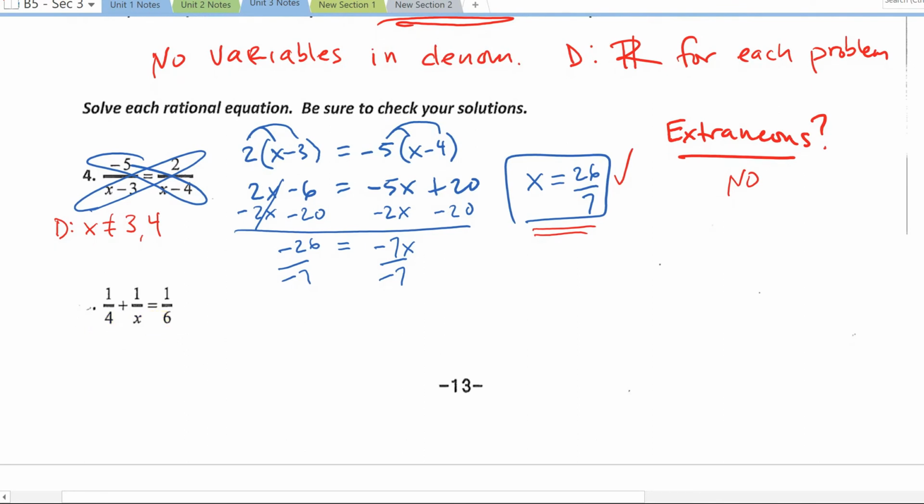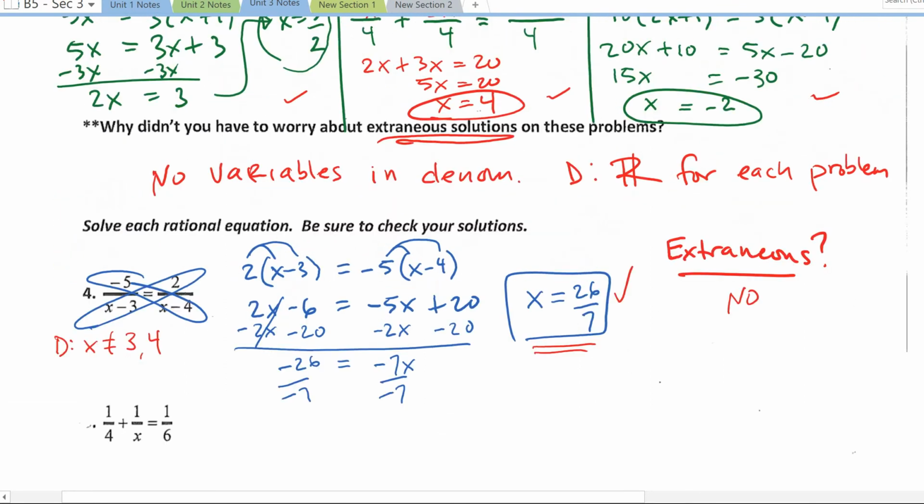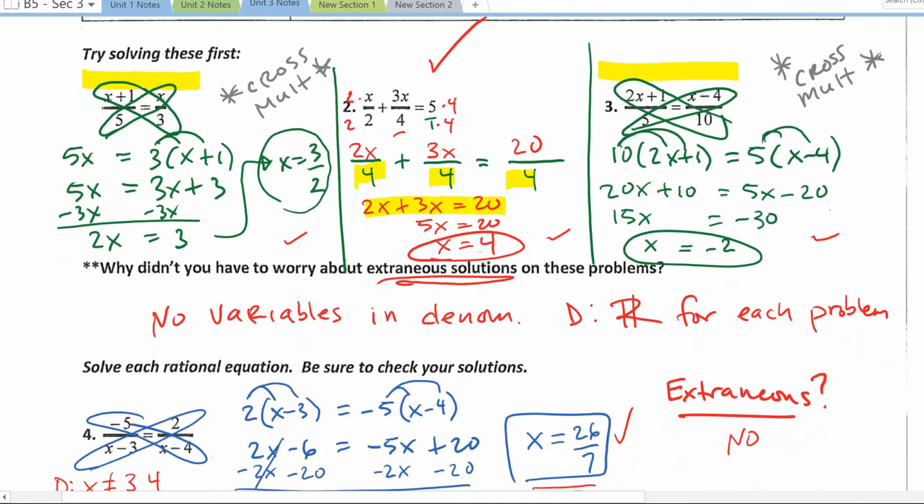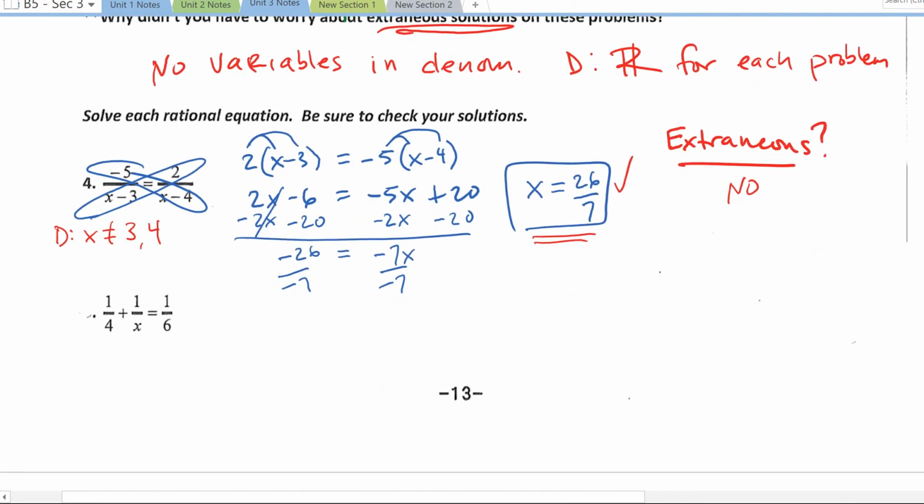Okay, let's go ahead and look at number 5. This one follows the pattern of number 2. So we need to find a common denominator. Once we find a common denominator, we can actually ignore the denominator and just solve the numerators. That's the strategy.